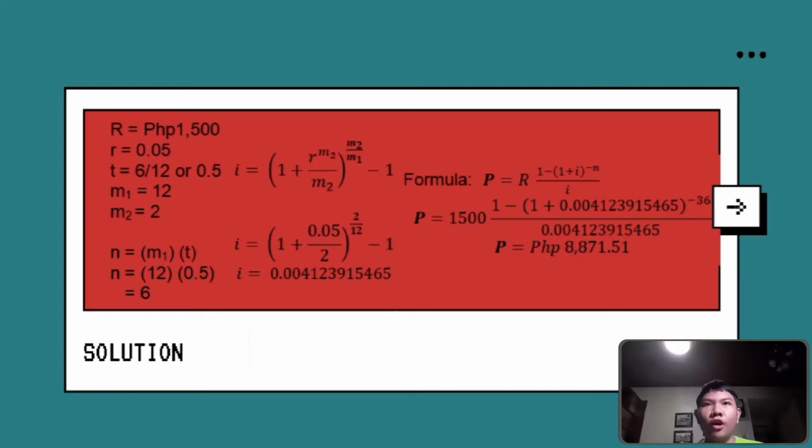The formula needed is P equals R times 1 minus open parenthesis 1 plus J close parenthesis to the power of negative N all over J. So substituting the values to the formula, we will get P equals 1500 times 1 minus open parenthesis 1 plus the value of J to the power of negative 6 all over the value of J. So using our scientific calculator, we can get 8,871.51 pesos as a result.